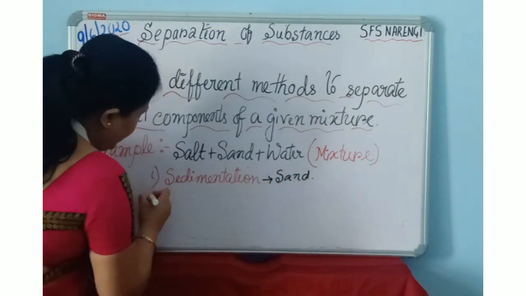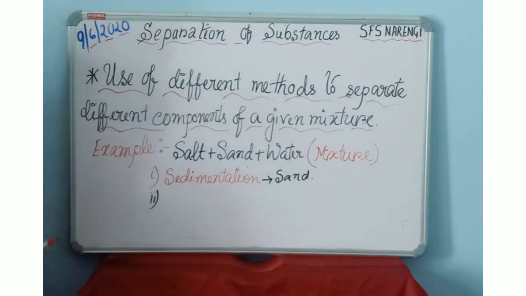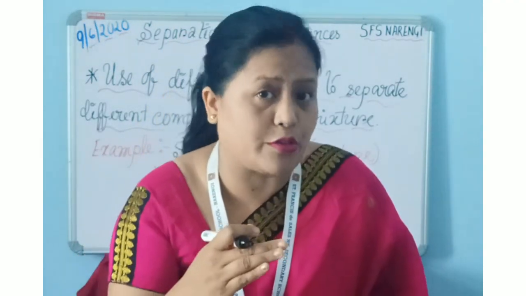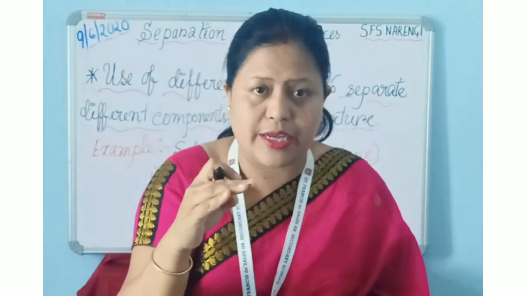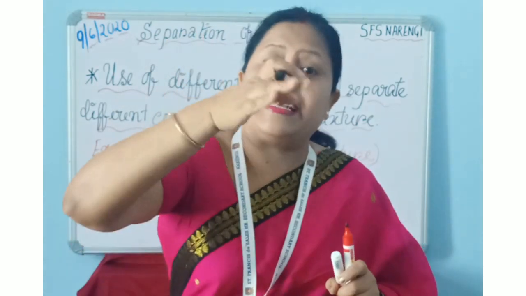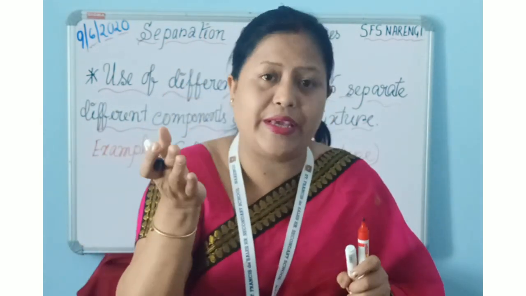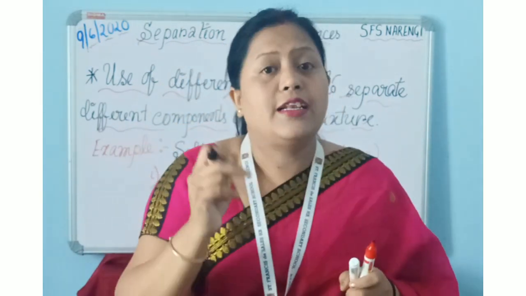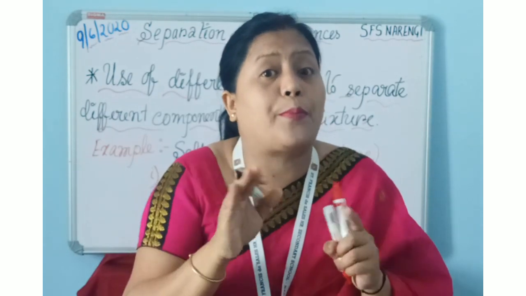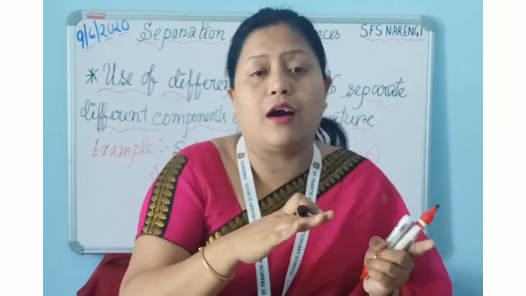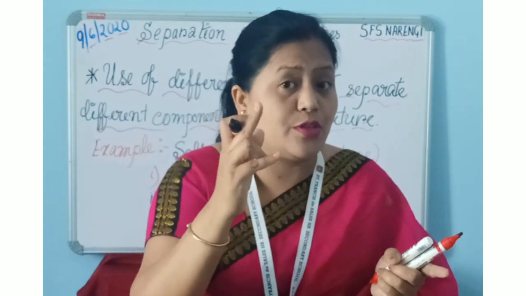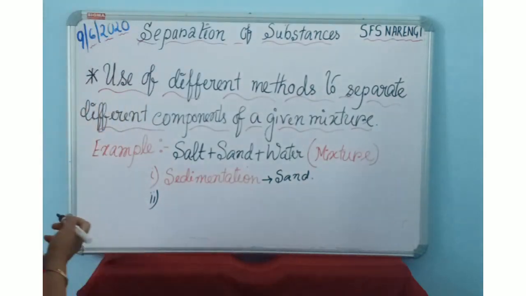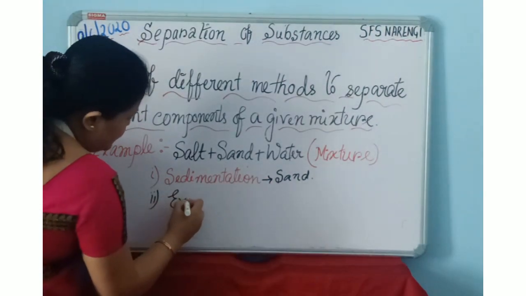Alright. So now next which method will we use? Now the sand has been separated. Now the clear water which we got, we have decanted. So the second method we used is decantation, yes, we have decanted that. Now what do we have to do next to separate salt and water? So definitely the process of evaporation will come into play, isn't it? So the next process would be evaporation.